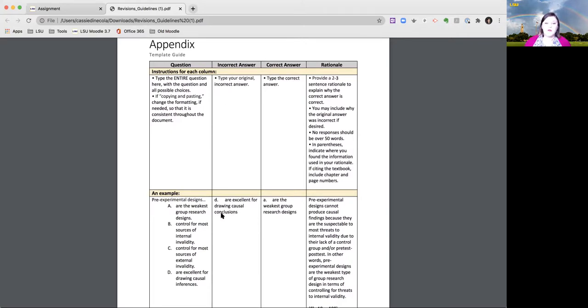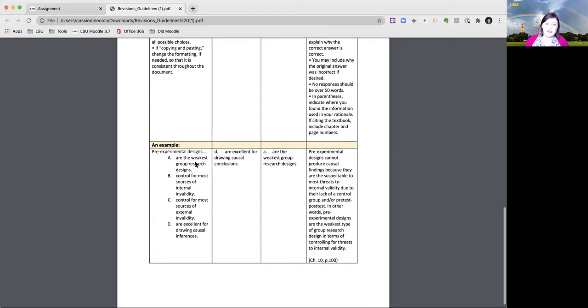Also, you are going to want to type out what your original incorrect answer was. And then you want to type the correct answer. And notice that I'm putting the letter and the full response here. That's what I expect you to write. And then for the rationale, this is where you show me that you understand why you got the question wrong and you understand those concepts that are underlying the question.